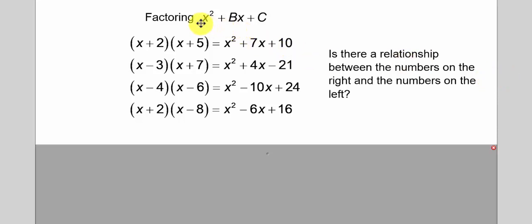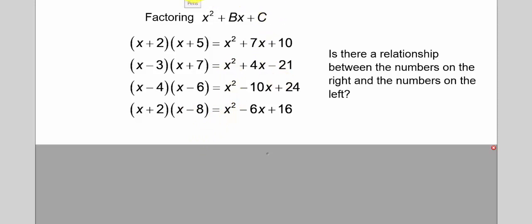So the topic of the day is factoring x squared plus bx plus c terms, where the coefficient in front of the x squared is 1. But before we get into factoring, or breaking this trinomial apart, I want to take a look at some multiplications of two binomials that we've already done. So we do FOIL on each of these and get the following answers.